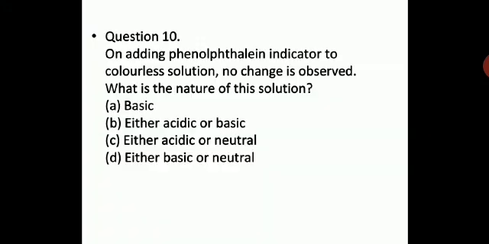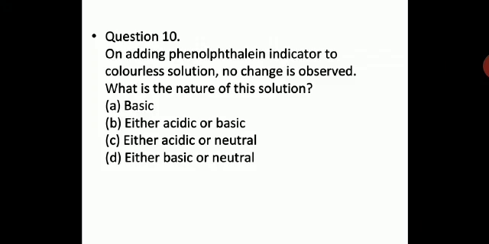Now question 10. On adding phenolphthalein indicator to a colorless solution, no change is observed. What is the nature of this solution? Now no change is observed. I told you, phenolphthalein is a very good indicator to show the presence of a base, whereas with acid it will not show any change, or with a neutral substance it will not show any change. So what is the nature of this solution? Basic, either acidic or basic, either acidic or neutral, either basic or neutral.